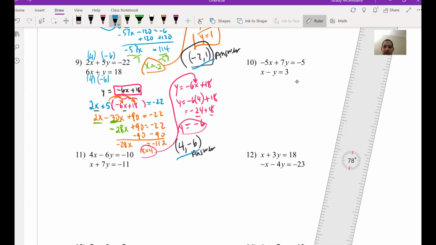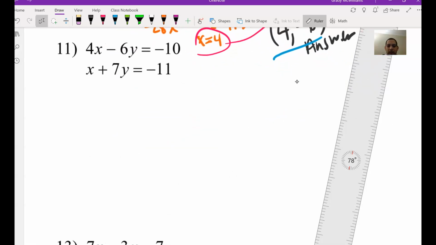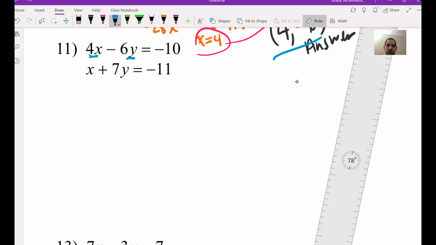In this case, it's a little bit different than the others. We're looking at number 11 now. You want to solve for a variable, get a variable all alone. Do you want to solve for this x, this y, this x, or this y? Which one's going to be the easiest? Probably the variable whose coefficient is 1, which is this variable right there. That's the one I'm going to get all alone.